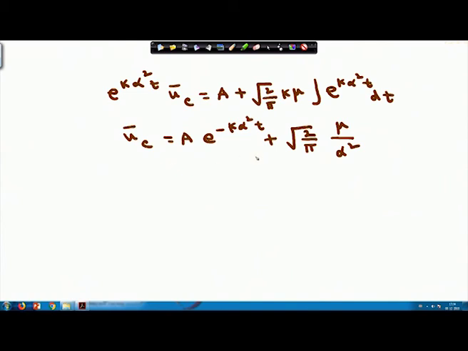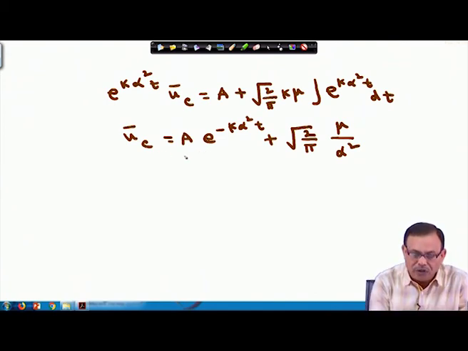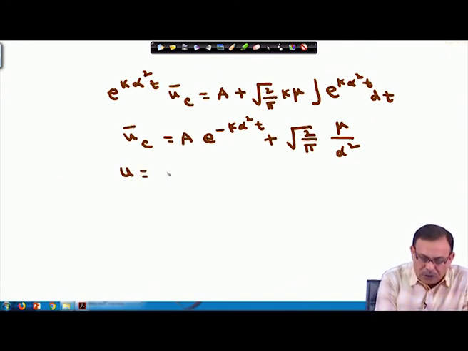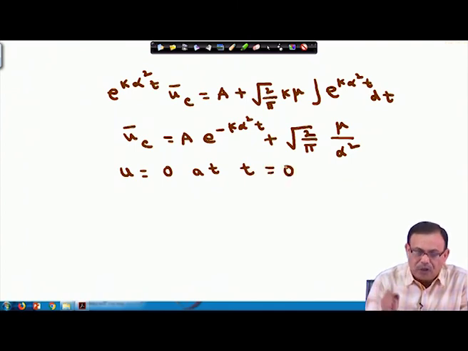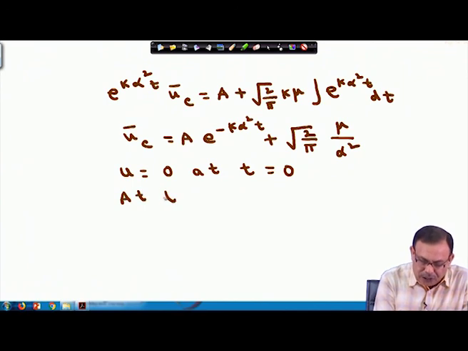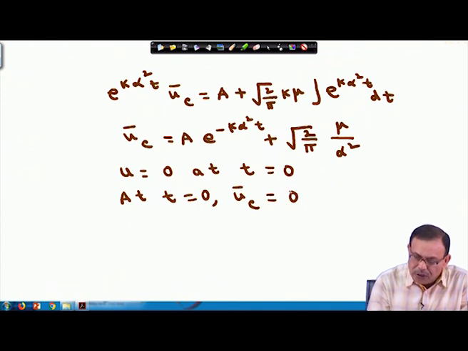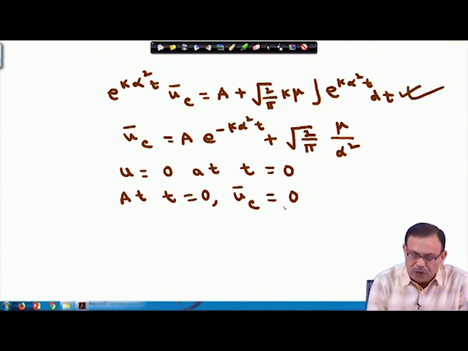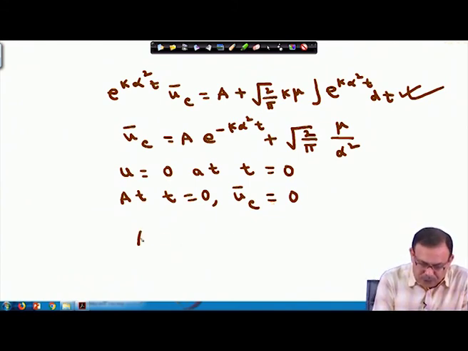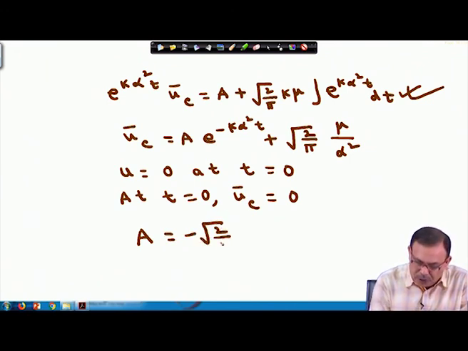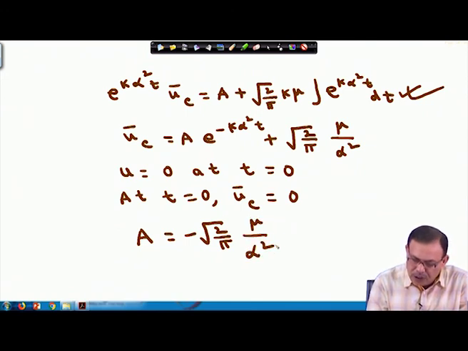So, now what is there? Basically I obtained u bar c. Now I have to find the value of the constant of integration a. I know u equals 0 from the given conditions. If you see the given conditions, it is known to us that u equals 0 at t equals 0. So at t equals 0, u bar c, the Fourier cosine transform of u, also will be 0, since at t equals 0, u is 0. You substitute it in this equation, that at t equals 0, u bar c equals 0. Once I put this, I can obtain a equals minus root over 2 by pi into mu by alpha square.